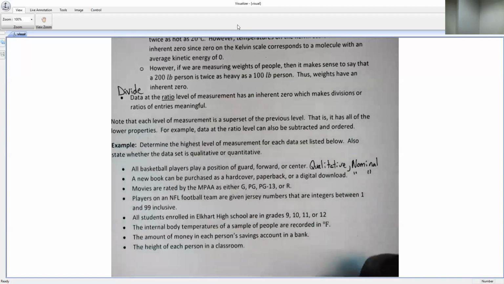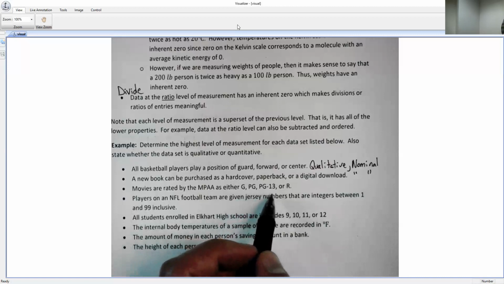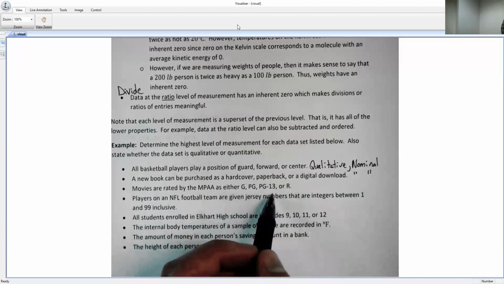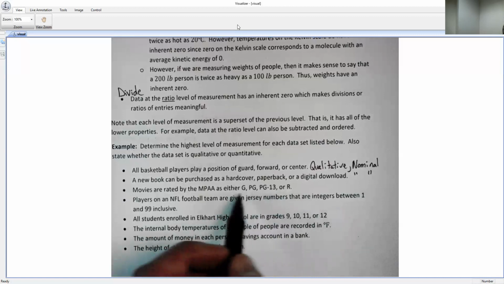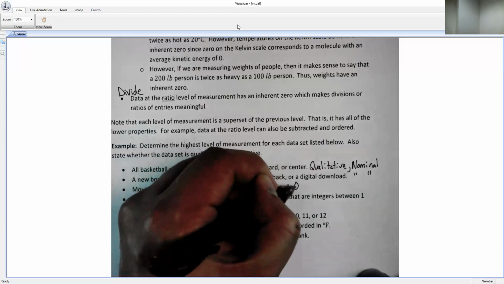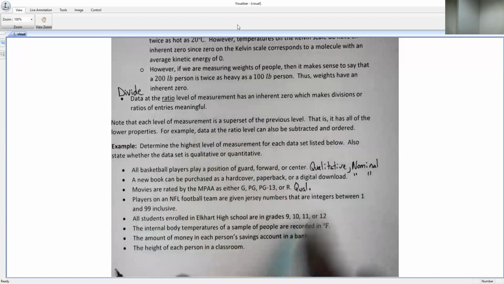Okay. Now movie ratings are always G, PG, PG-13, or R. Again, G, PG, PG-13, R, no numbers associated there. Even though the 13 has a number in it, it's really just a label. There's not really any calculation I can do with that number. And then I don't have numbers for the others anyway. So this is also qualitative. Let me just do QUAL for qualitative.